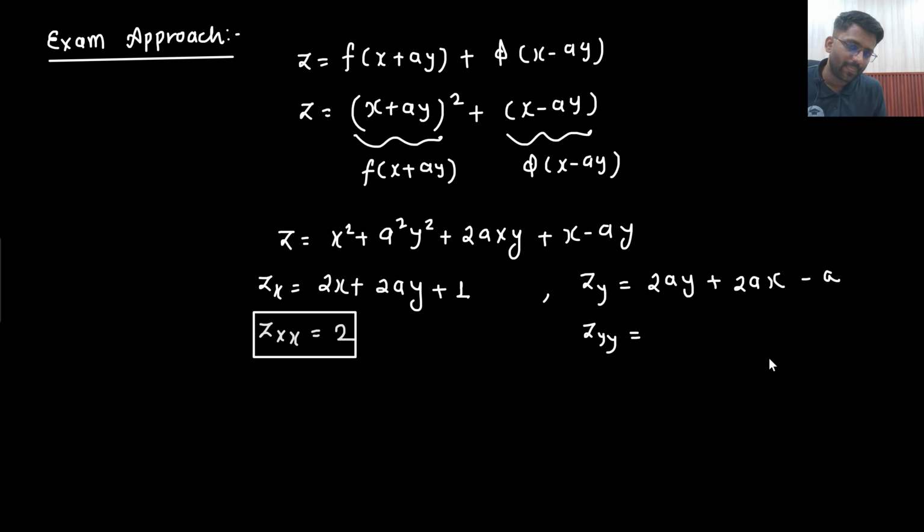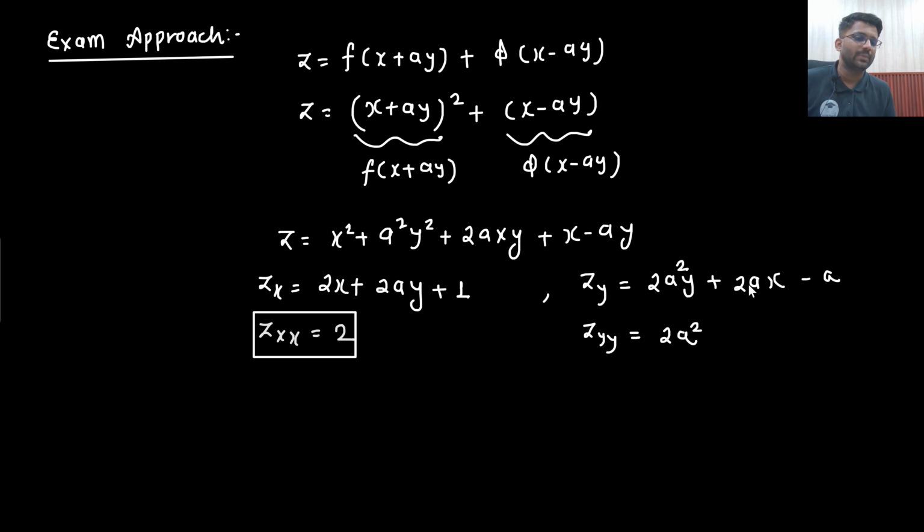Zyy I need to do. Differentiation of y will be what? 2a, 0, 0. So this is what? Yeah, here it was 2a square y, no? 2a square y. A square is a constant value. Differentiation of y will be 2y. So it will be 2a square y. So 2a square y plus 2ax plus minus a.